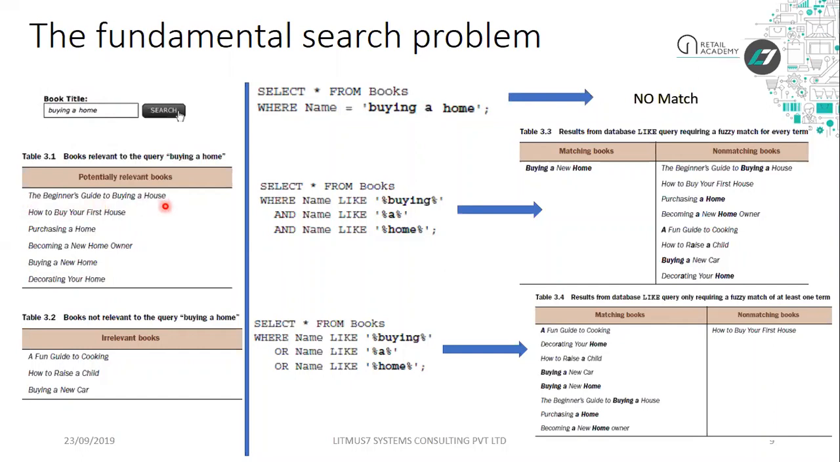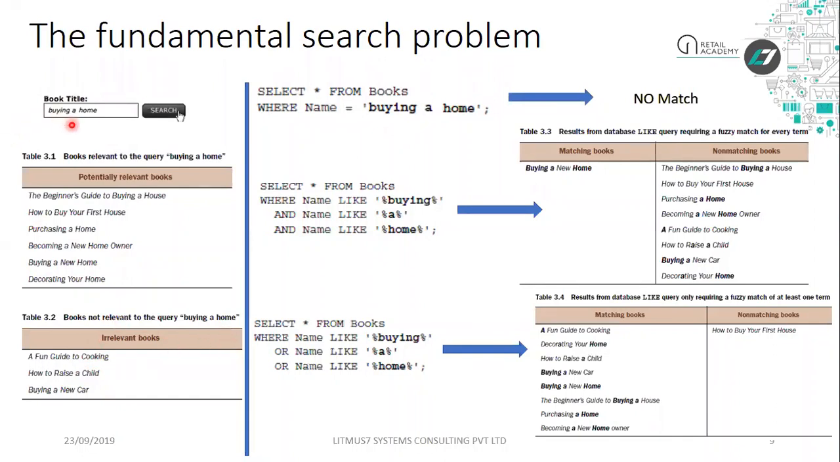The Beginner's Guide to Buying a Home, How to Buy a First House, Purchasing a Home, Becoming a New Home Owner, Buying a New Home, Decorating Your Home. These are the book titles relevant to the search term buying a home, and these are the ones not relevant to the search term: Fun Guide to Cooking, How to Raise a Child, Buying a New Car. These are books that are not relevant to our query.